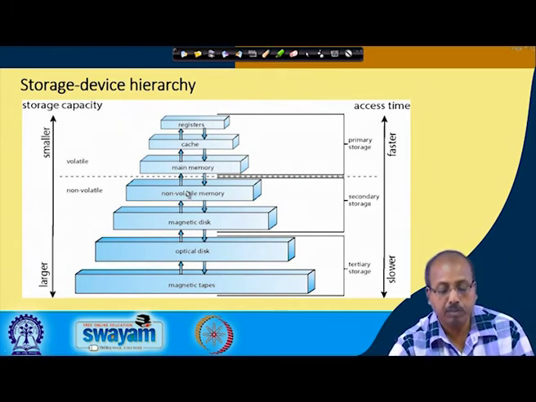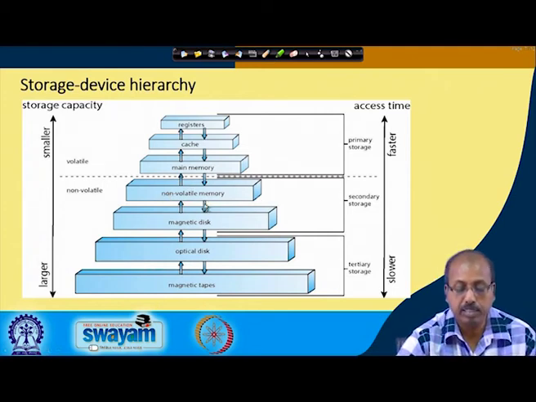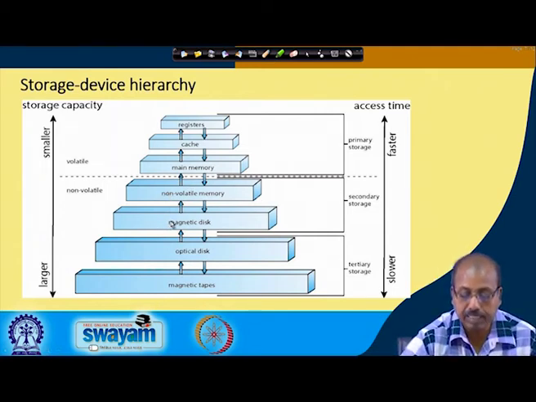After main memory, we have non-volatile memory. These are called secondary storage. We can have magnetic disk. So, they are configured in the secondary storage.